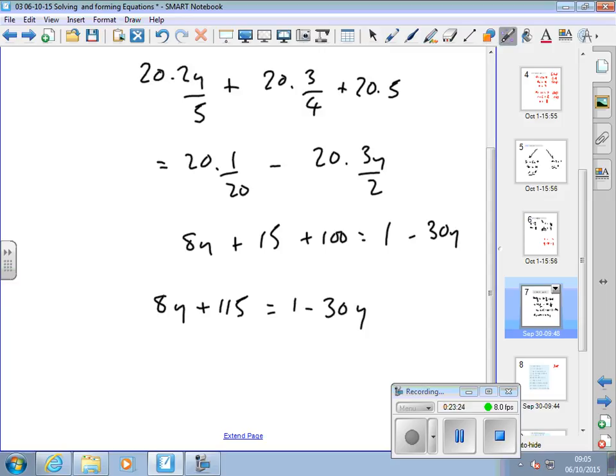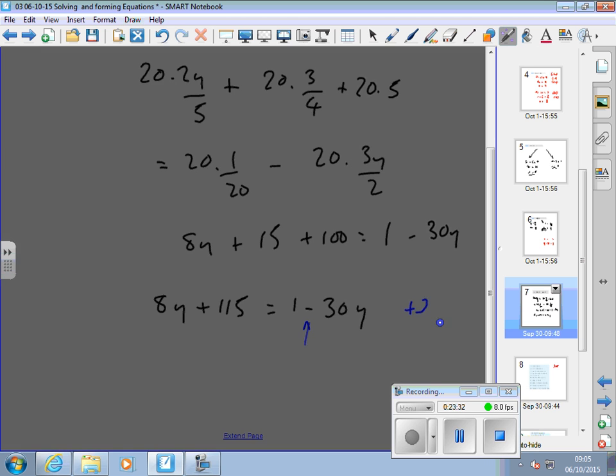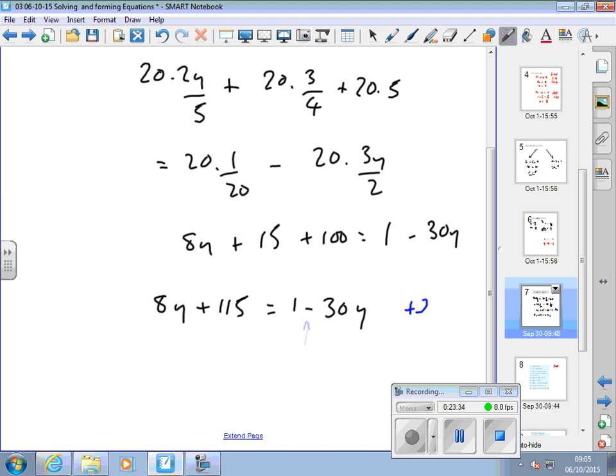Now, another thing I notice is that this negative, that's minus 30y. So if I were to add 30y, that will cancel that out, won't it? Minus 30y plus 30y is gone. So add 30y to both sides. 30 plus 8 is 38y plus 115 equals 1.